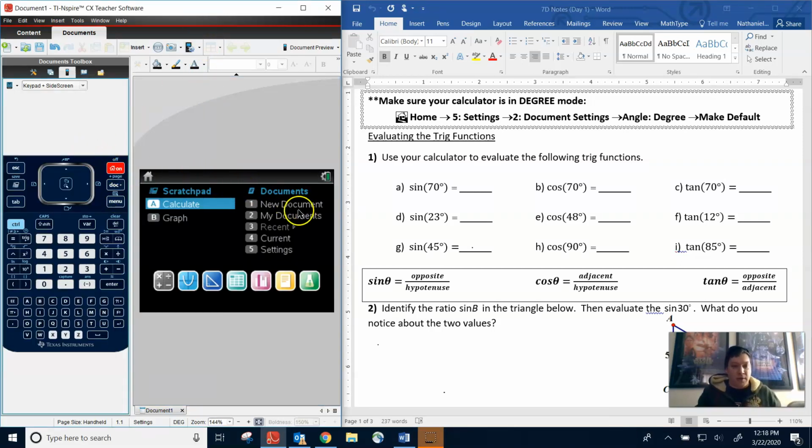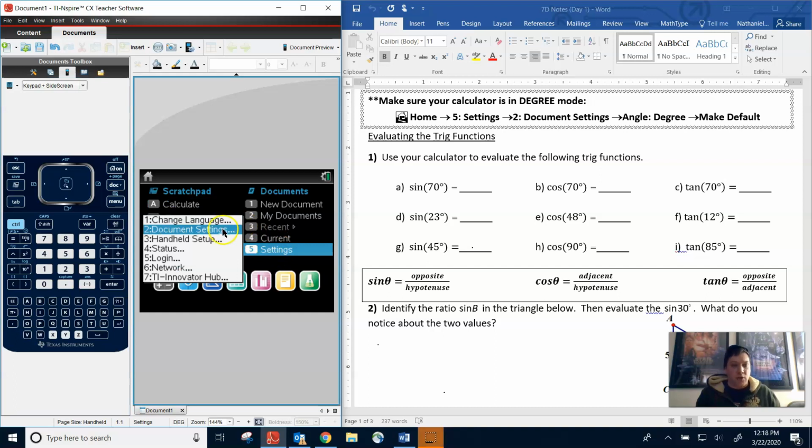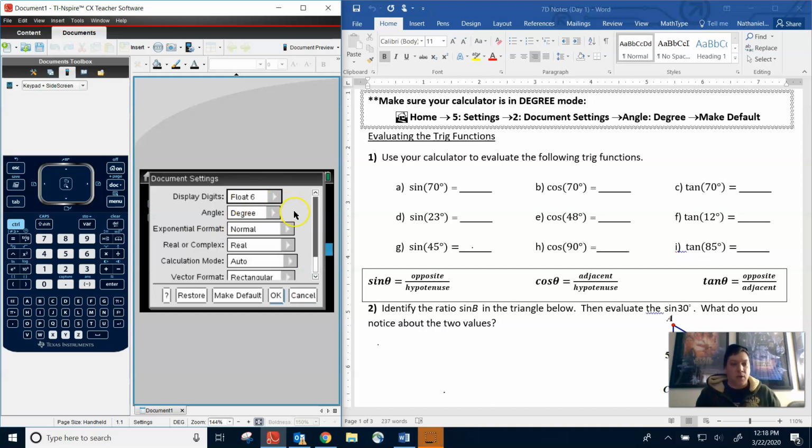Now, before we do anything, you have to be in a certain setting. So you have to go to your settings here, then go to document settings. What you're looking for is this first one that says angle. You have to be in degree. If you're in radian or gradians, then it's going to give you a completely different answer every time. So it's going to be way off completely.